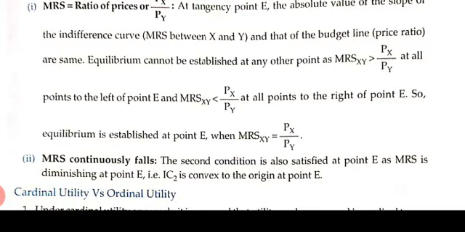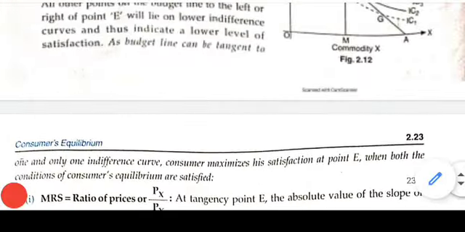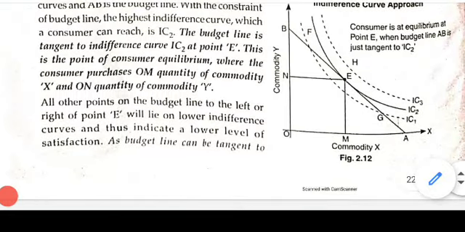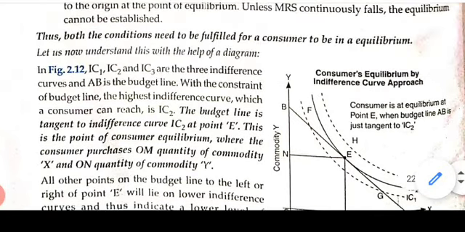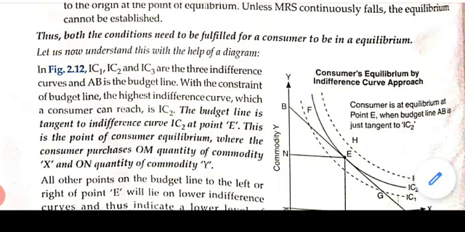And the second condition, MRS continuously falls, is also satisfied at point E as MRS is diminishing at point E, that is IC2 is convex to the origin at point E. So given the budget constraint, the consumer will be getting maximum satisfaction at this point E, where IC2 is convex and tangent with the budget line AB. Okay, so this is the consumer equilibrium by the indifference curve analysis.